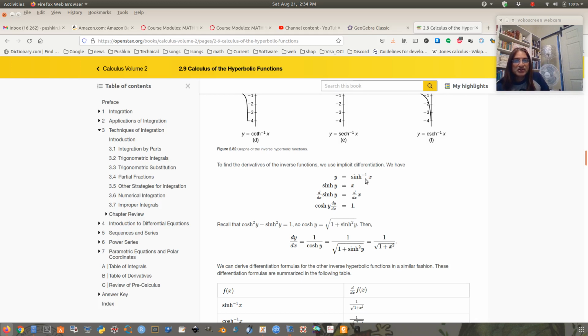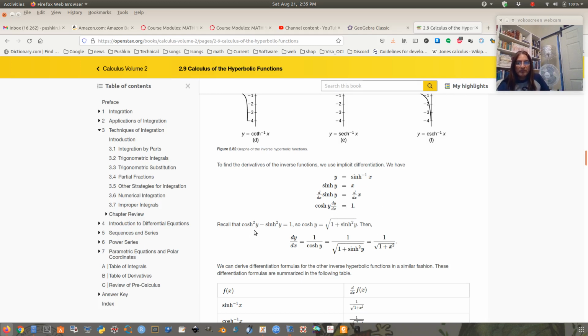So y is sinh inverse x means sinh y is equal to x. Now take the derivative with respect to x of both sides. On the right, we are getting 1. On the left, we basically apply the chain rule. The derivative of sinh y is cosh y, and then dy over dx. That's the chain rule. So therefore, dy over dx equals 1 over cosh y.